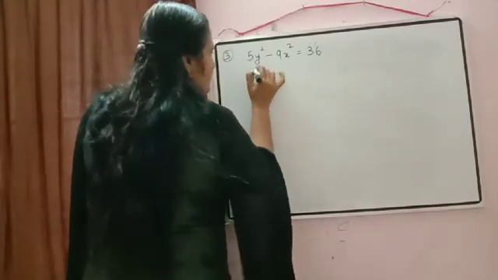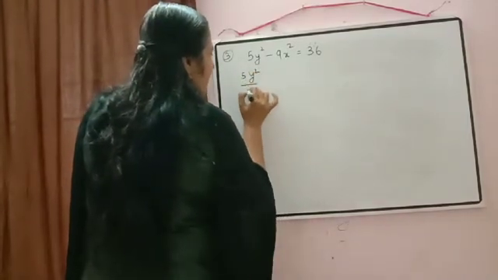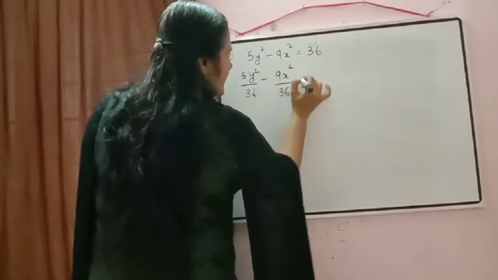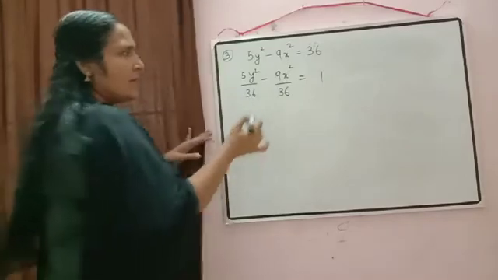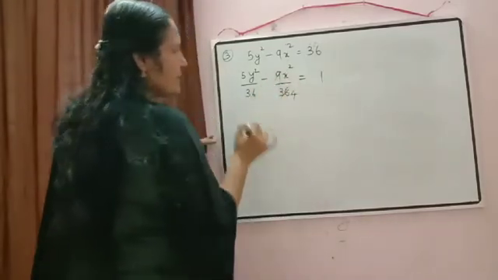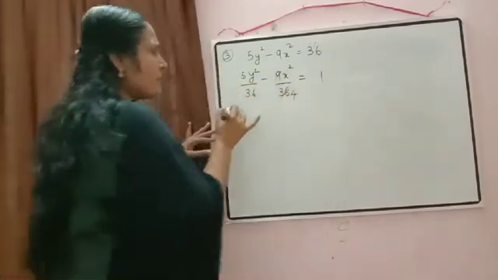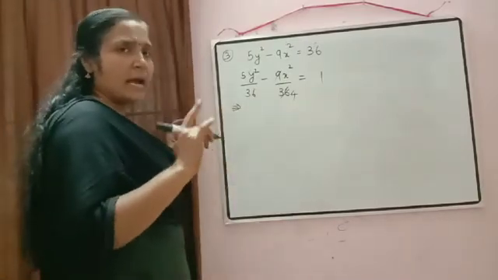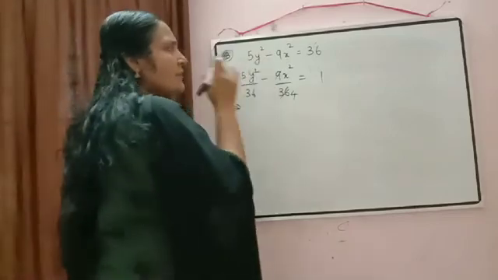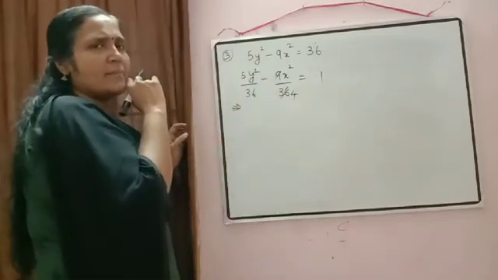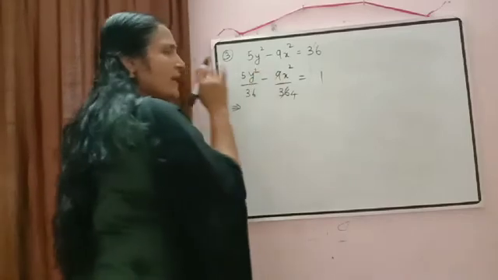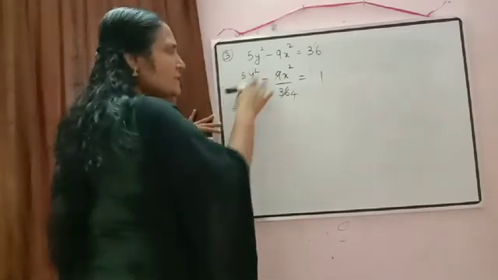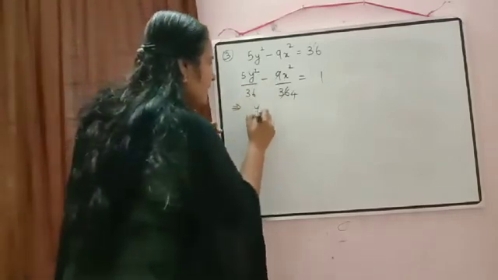Then what will come? 5y square by 36 minus 9x square by 36 is equal to 1. Here 9 and 36 we can cancel, but 36 and 5 will not get cancelled here. But in the standard equation of hyperbola, coefficient of x square and y square, no other number should be there. Only x square and y square terms should be there. So what we will do? We will shift this 5 to denominator. We will rewrite in this way.